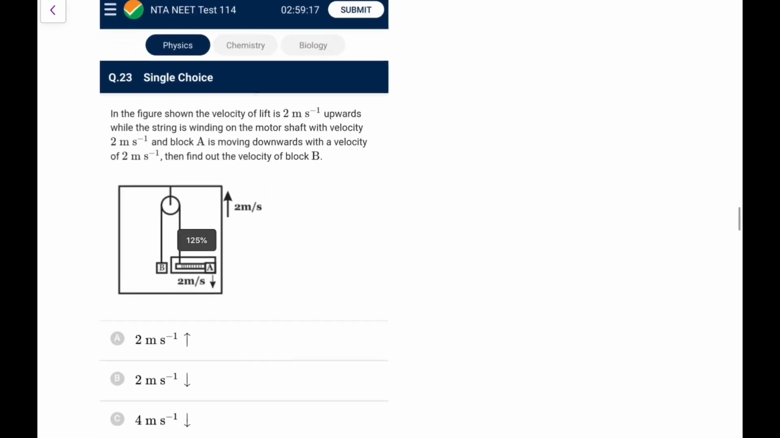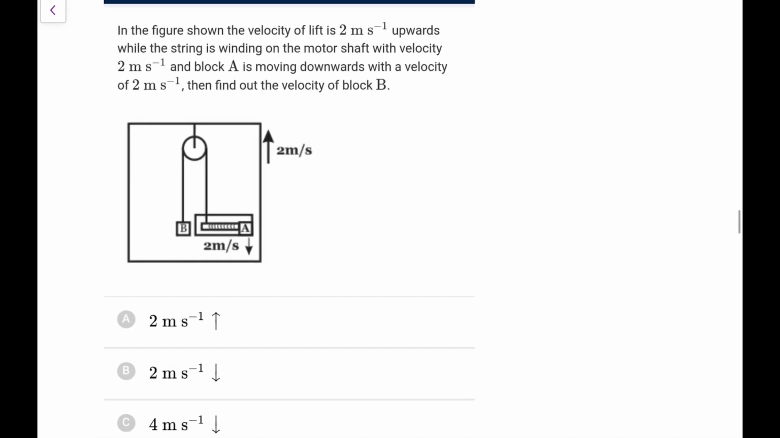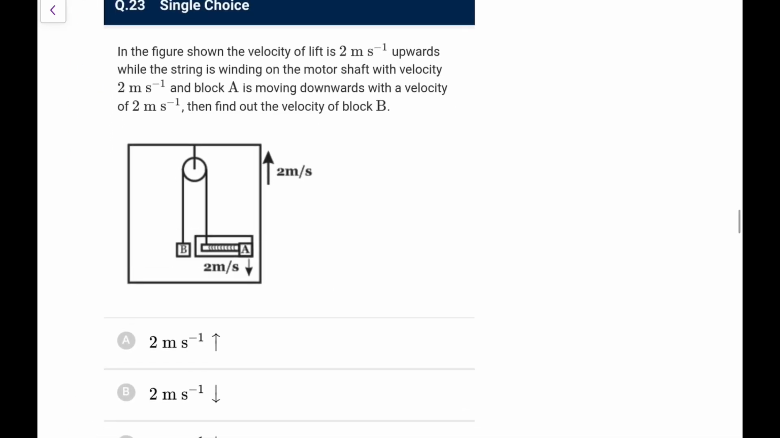B, sorry. In the figure shown, the velocity of the lift is 2 meter per second upwards while the string is winding on the motor shaft with velocity 2 meter per second, and the block A is moving downwards with a velocity of 2 meter per second. Find out the velocity of B. Okay. String is winding on the shaft with velocity 2. Block A is moving downwards with a velocity of 2. So it is going with 2, and the string is also wrapping up. So effectively we have to go with a speed. You can make it out.